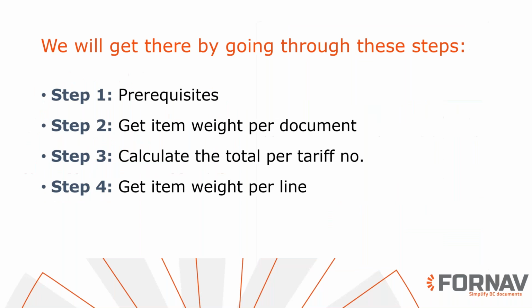To demonstrate adding tariff and weight information, I'm going to use these steps. Step 1, prerequisites: what do I need to get going? In step 2, I will set up the item weight table per sales header. In step 3, I will get the totals per tariff number. In step 4, I will set up the item weight table per sales line. Let's start with the first step.